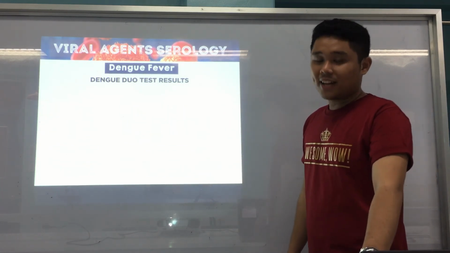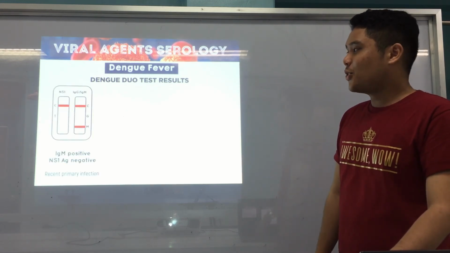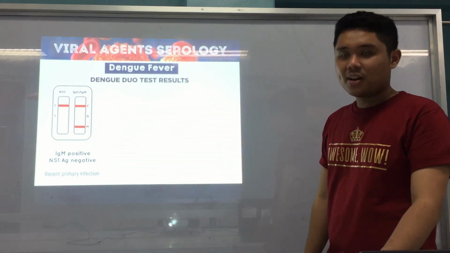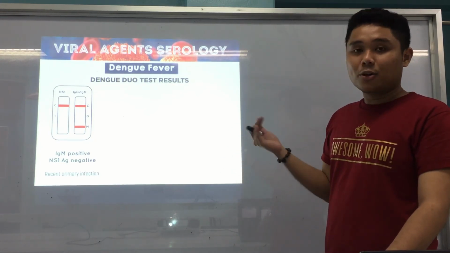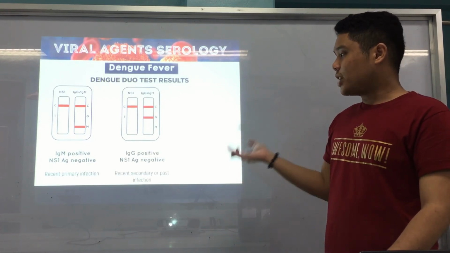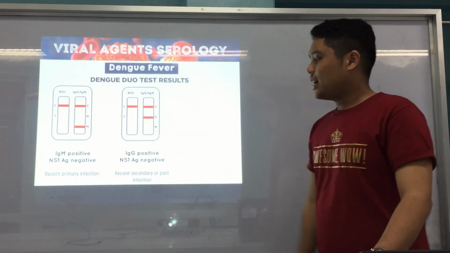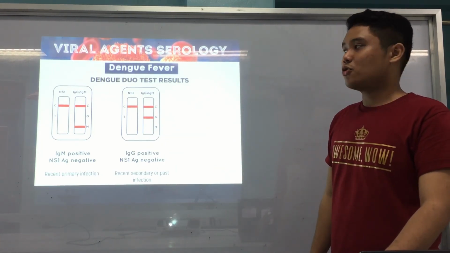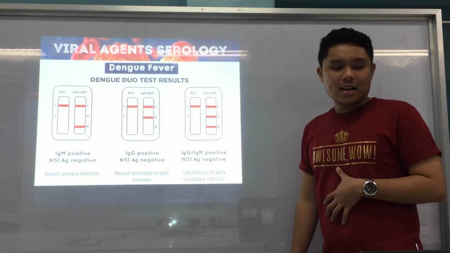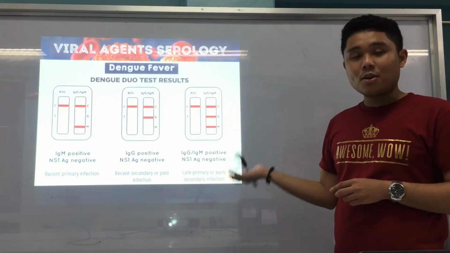Now we go to your antibody results. Sorry, antibodies first. So this one, there's a control line and a line in M: that's IgM positive, NS1 antigen negative. So that could indicate a recent primary infection. Next, you have a red line on the G: that's IgG positive, NS1 antigen negative. So it's a recent secondary or past infection. And lastly, both the G and M have red bands. So it means IgG, IgM positive, NS1 antigen negative. It's a late primary or early secondary.